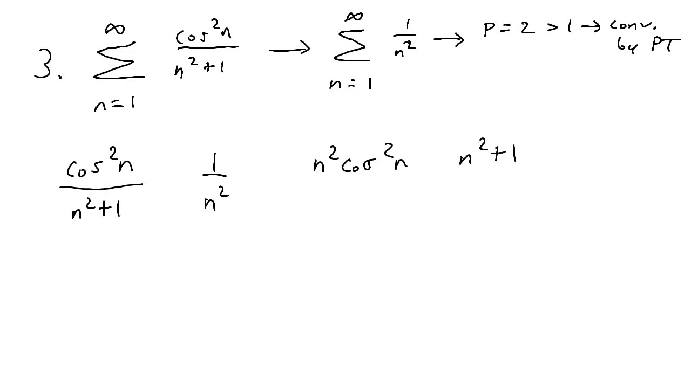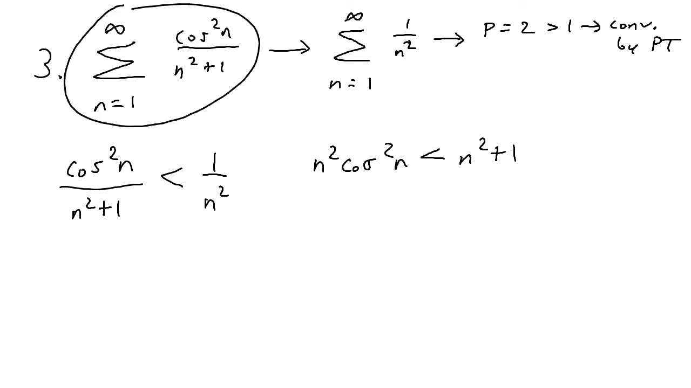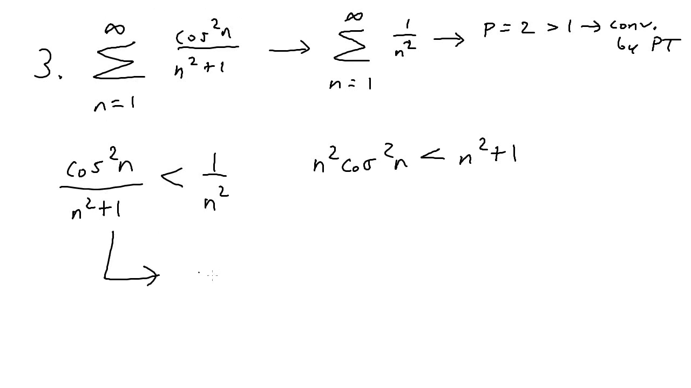Once again, cosine of n oscillates between -1 and 1, so most of the time it's going to be a fraction less than 1, which means it'll greatly reduce the value of n squared, which means that the right hand side is greater. So if the right hand side is greater, the right fraction is greater. And we know that 1 over n squared converges by the p-test. And cosine squared n over n squared plus 1 is a smaller value, which means that the series of cosine squared n over n squared plus 1 also converges by the direct comparison test.